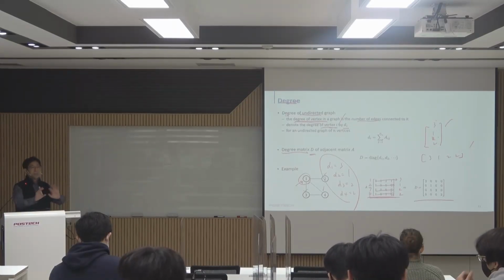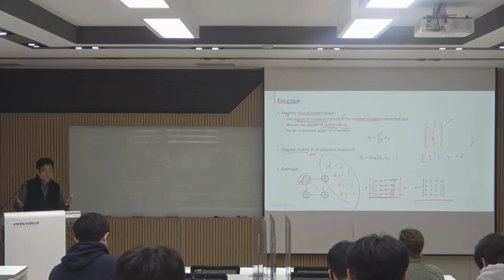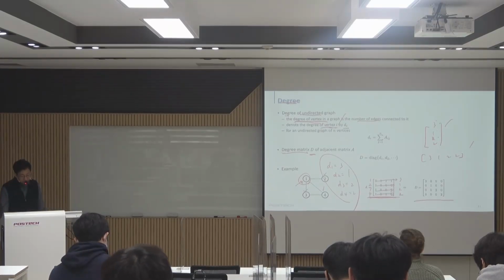From now on, since I've introduced the definition of a graph and some of the properties, don't think about why. These are just the definitions. Eventually we're going to use them later on, right? So don't worry about why we need definitions like degrees at this moment.